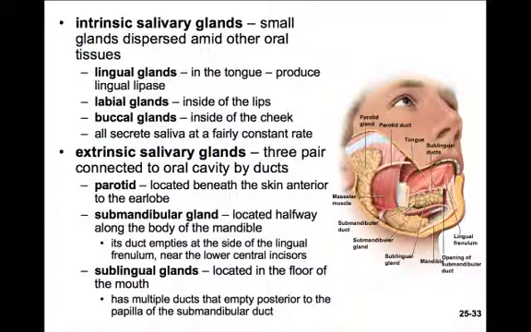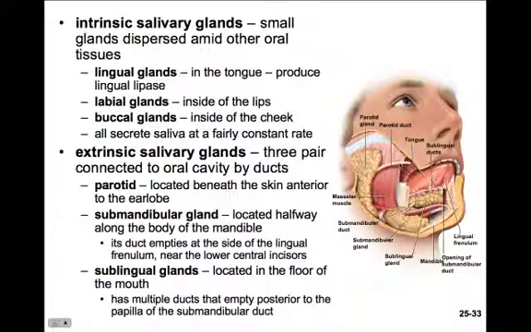The submandibular glands are located halfway along the body of the mandible, and they have a duct that empties at the sides of the lingual frenulum, so right near a piece of skin that holds the tongue to the bottom of the mouth. The sublingual glands are located on the floor of the mouth. They have multiple ducts that empty posterior to the papilla of the submandibular duct. You'll see here sublingual ducts, the submandibular gland and its duct, and then the parotid gland here in the cheek and its duct.